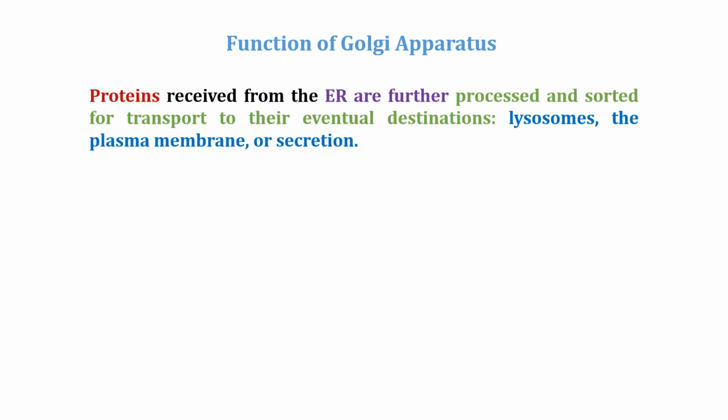Next is the function of the Golgi apparatus. The Golgi apparatus serves several important functions in eukaryotic cells, contributing to protein processing, modification, sorting, and transportation of various cellular molecules. First, protein modification and processing; second, lipid modification; third, sorting and packaging and vesicle formation of lysosomes. The proteins received from the ER are further processed and sorted for transfer to their eventual destination like lysosome, plasma membrane, endosome, and cell exterior.